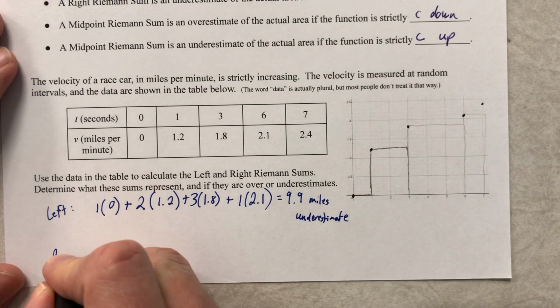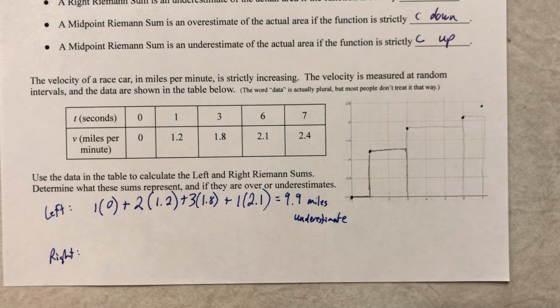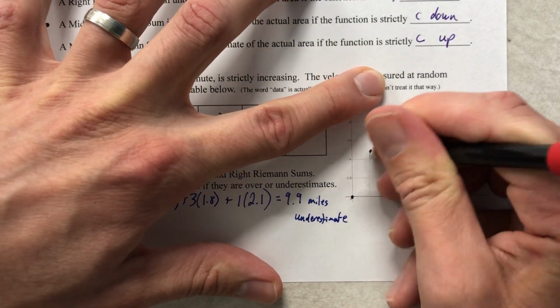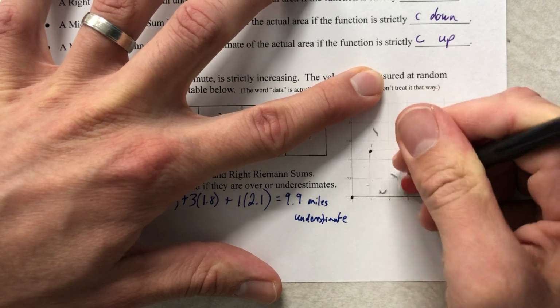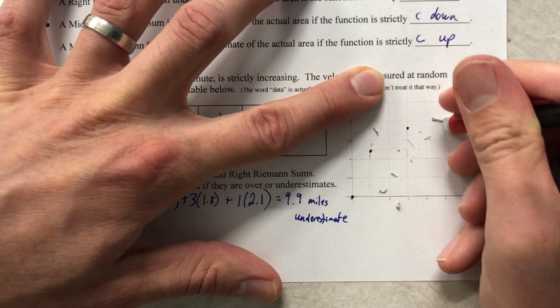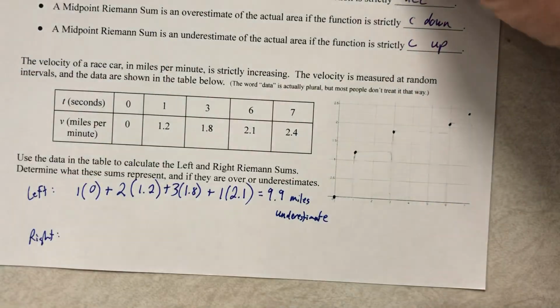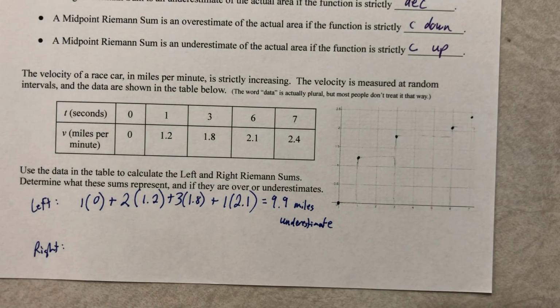Okay, let's do a right Riemann sum. And I'm going to erase some rectangles. Ha ha, a little math humor there. Some, get it? Some rectangles. Oh, let's continue the awkward laugh as I erase my rectangles. Okay, that's over.